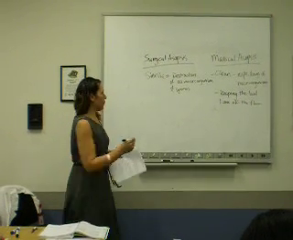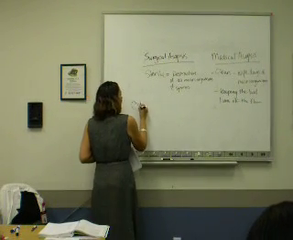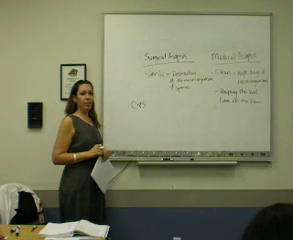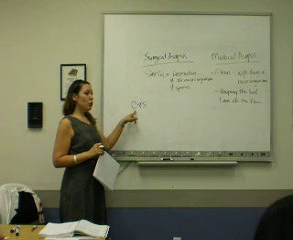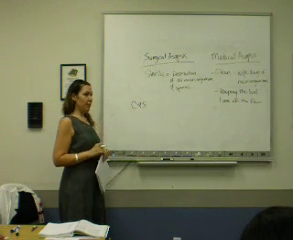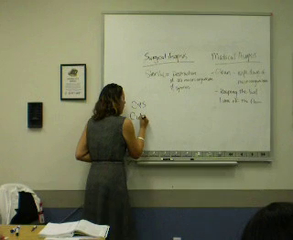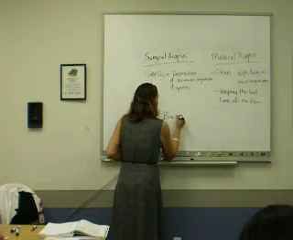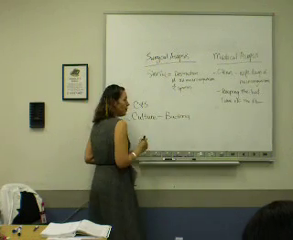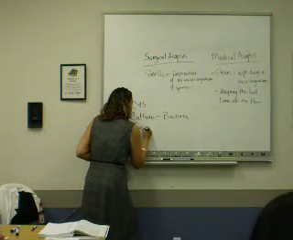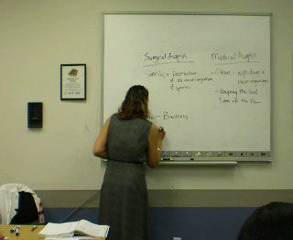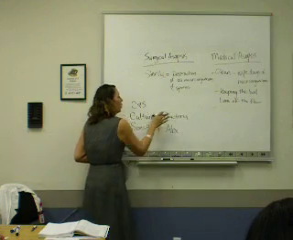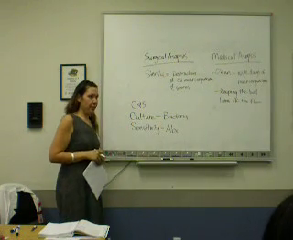When it comes to C and S, what does it stand for? Culture and sensitivity. When we culture, we're trying to find out the bacteria that's present. When we do sensitivity, we're trying to find the antibiotics that will kill the bacteria.